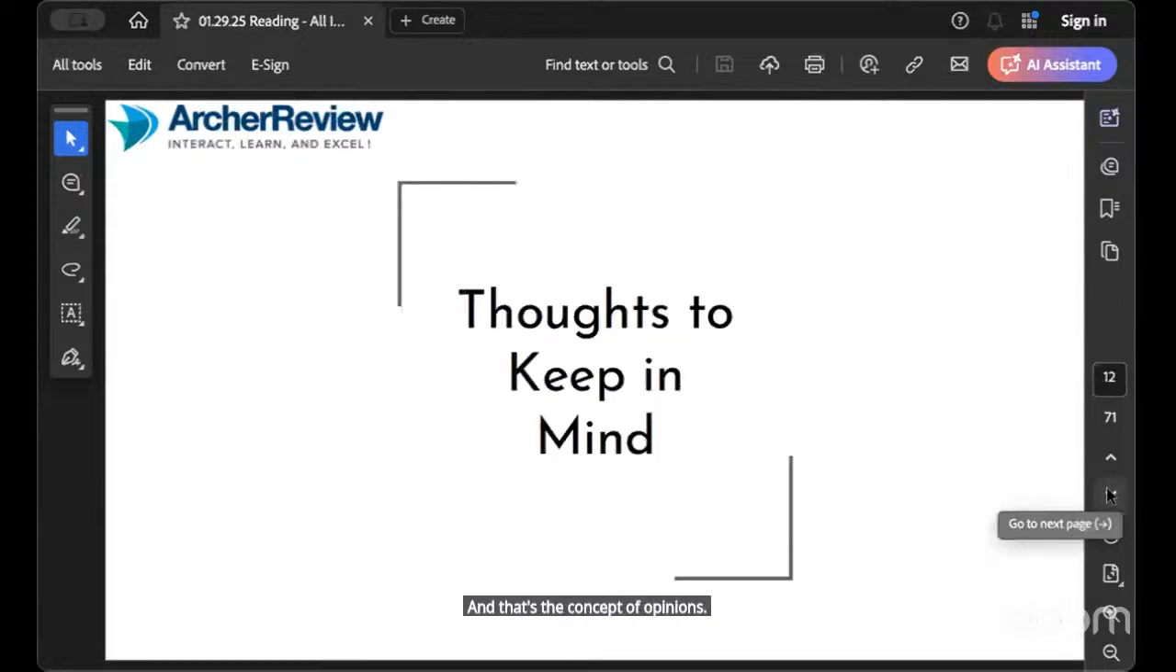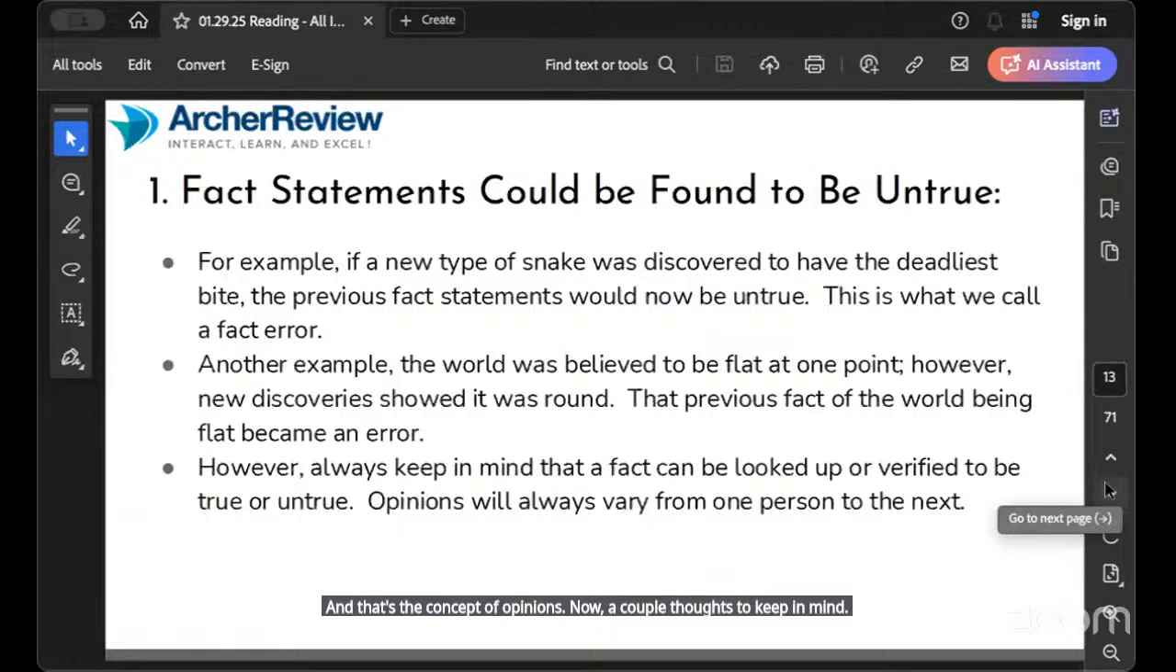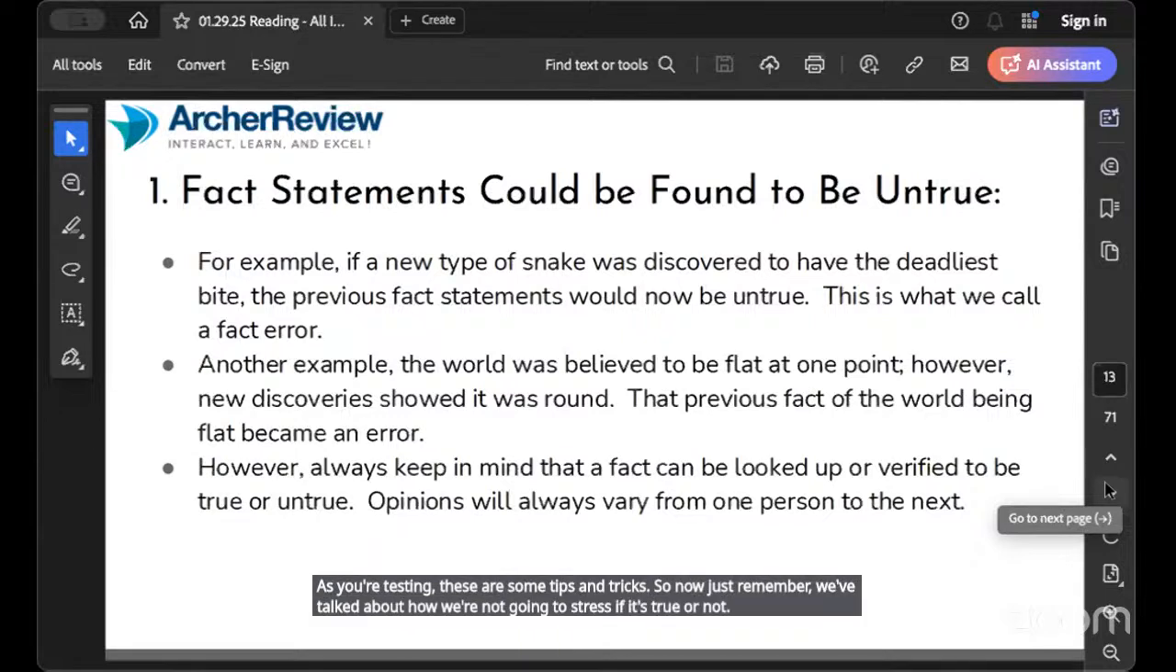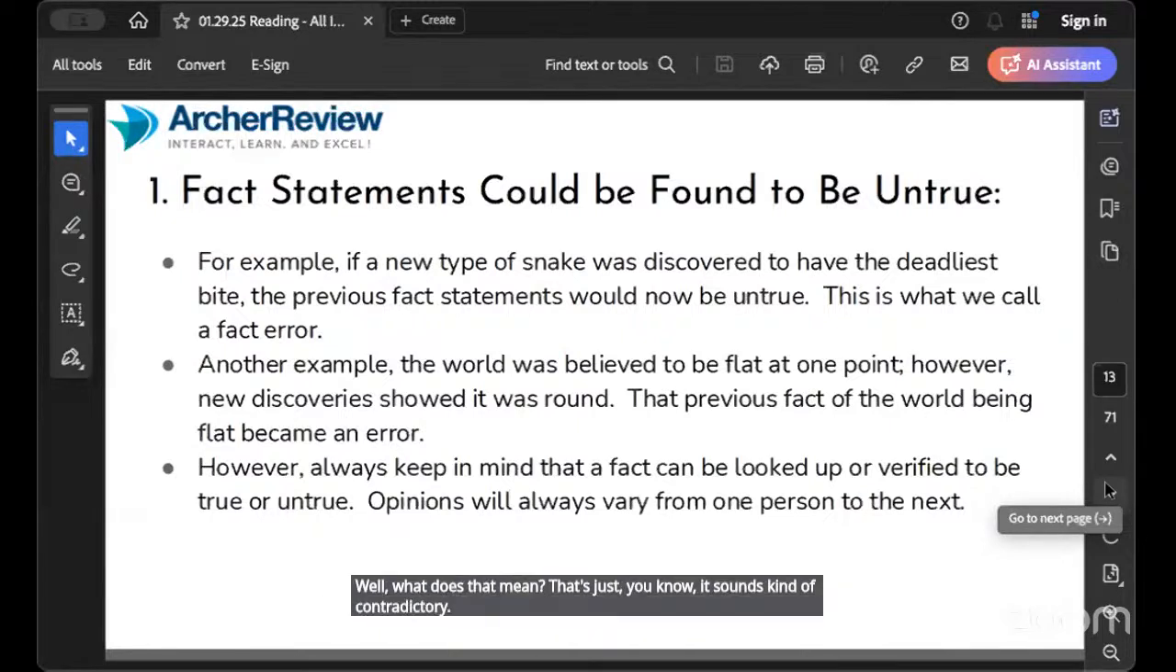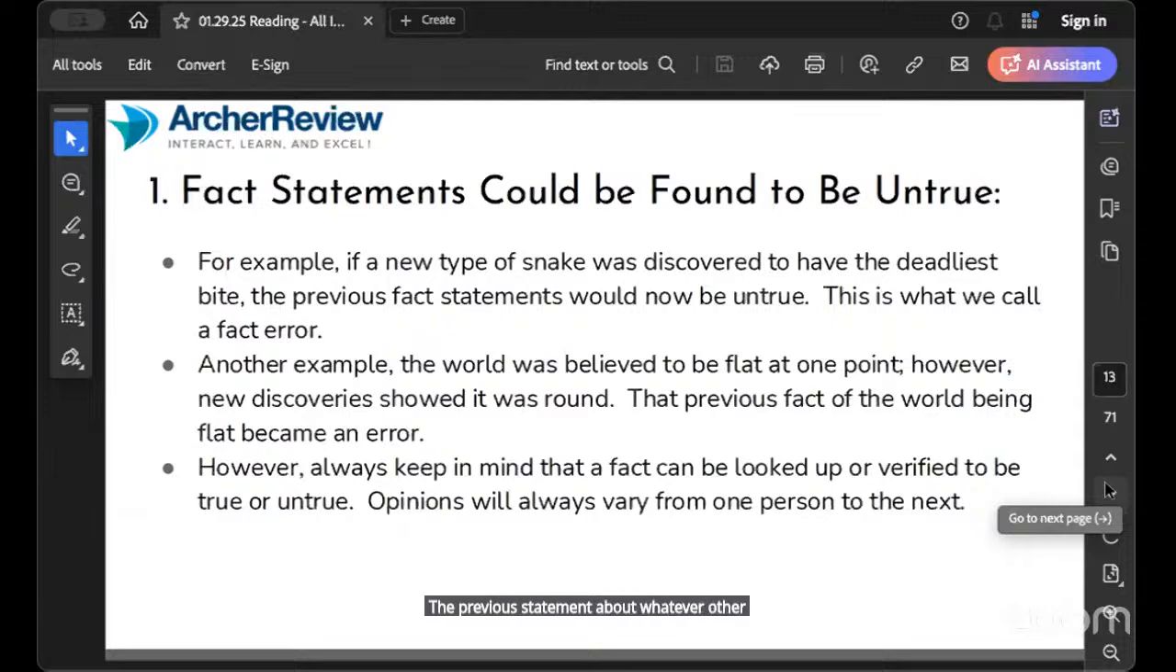Now, couple thoughts to keep in mind as you're testing. These are some tips and tricks. So, now just remember, we've talked about how we're not going to stress if it's true or not. Okay? We are only trying to determine if we can go look it up. So, remember, fact statements could be found to be untrue. Well, what does that mean? That sounds kind of contradictory. Well, now just remember, for example, if you have a new type of snake that's discovered to have the deadliest bite, the previous statement about whatever other snake it was would now be considered untrue.